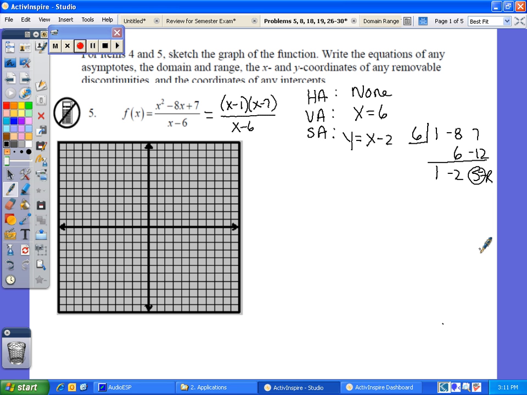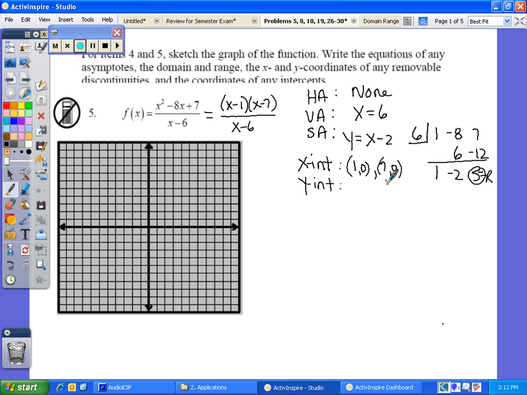The next thing we want to address is any intercepts. The x-intercept and the y-intercept. To determine the x-intercept, that's when your y is 0. And y is 0 when the numerator is 0. And the numerator has been factored. So what are the values of x that make the numerator 0? Well, x would be 1. And when x is 7, you have the graph intersecting the x-axis.